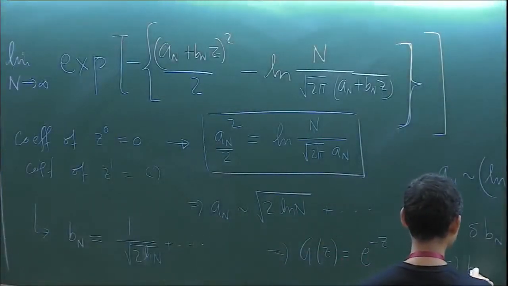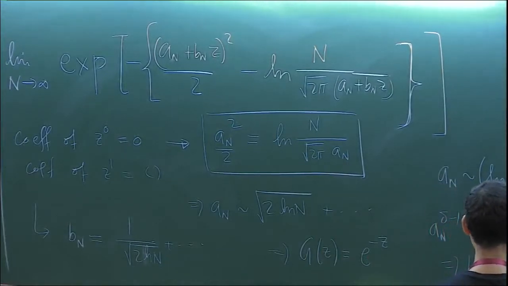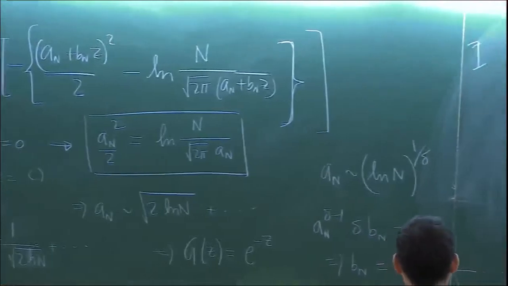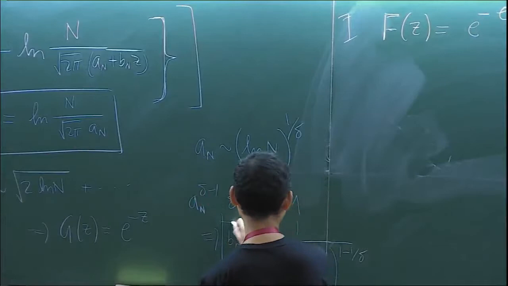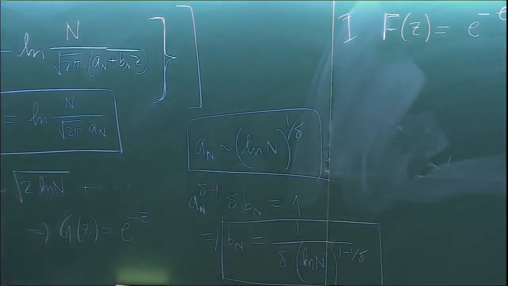So this says that bn is 1 over delta an to the power delta minus 1, but an itself is log n to the power 1 over delta, so 1 minus 1 over delta, right? So if you choose your bn like that, an like that, and what about the higher order terms? Higher order terms will be n to the power delta minus 2 bn, or n to the power delta minus n bn, right?